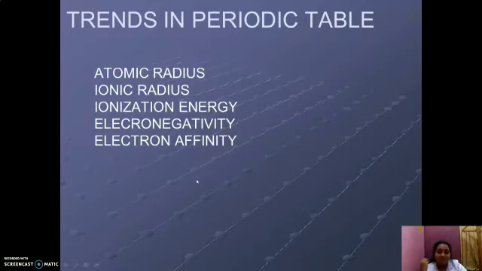So there are 5 categories. We discussed atomic radius and ionic radius in this. So the other 3 we are going to discuss in today's class. Those are ionization enthalpy or ionization energy, electronegativity and electron affinity. So let's see one by one. These terms are new to you. I hope you may know electronegativity, but ionization energy and electron affinity are new to you. So let's start.